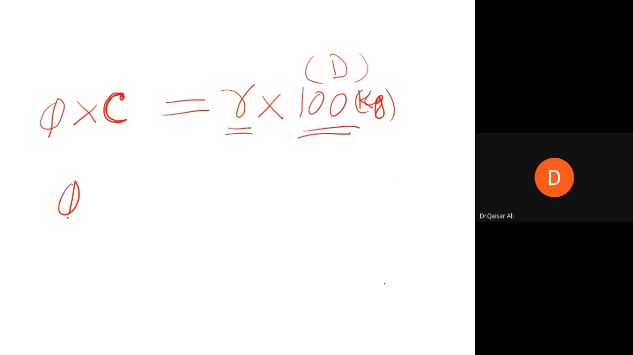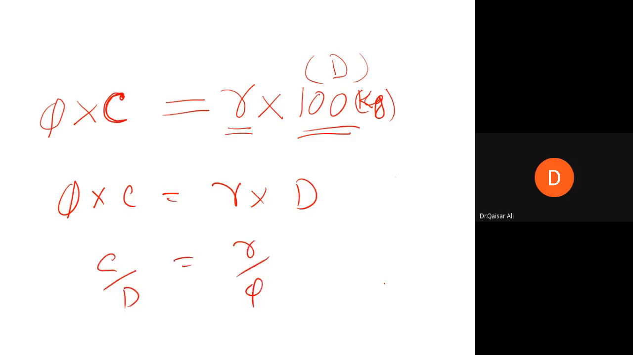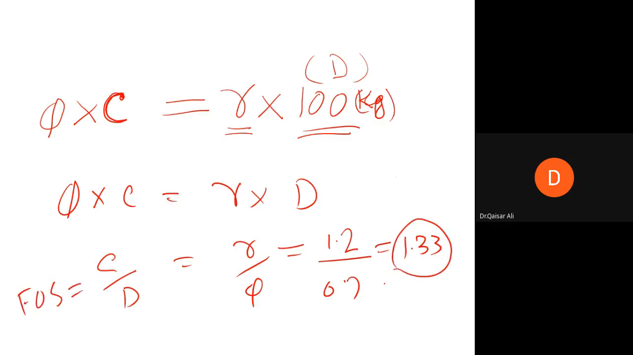Okay, in terms of ratio, it will be like this: phi times C is equal to gamma times D. Then C divided by D will be equal to gamma divided by phi. And if gamma is 1.2, this will be 1.33. So your factor of safety, capacity divided by D, is 1.33. Your factor of safety is 1.33 in this case. We always would like to have a factor of safety in our designs, okay?